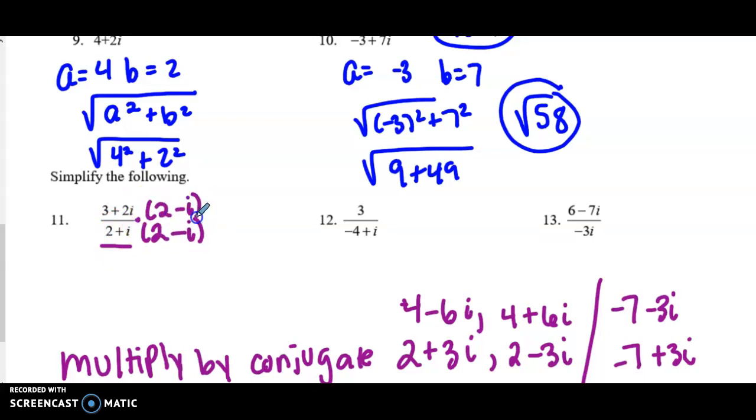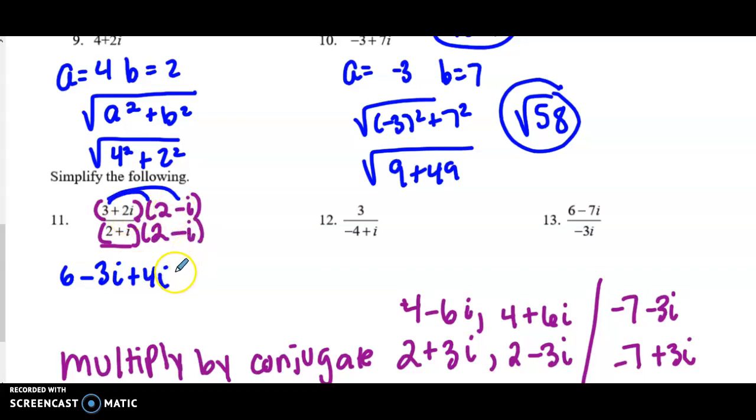Now, you want to make sure that you put parentheses around everything so that when you multiply this out, you distribute. Now, I want you to see what happens here. So why do we do this? Like, what does this do? So here on the top, we have 3 times 2, which is 6. Okay, and then we have minus 3i. Okay, and then you have 2i times 2, so that's plus 4i.